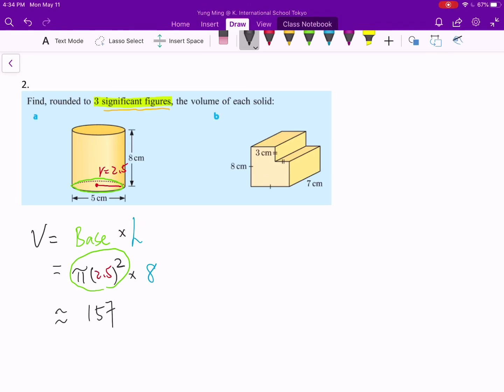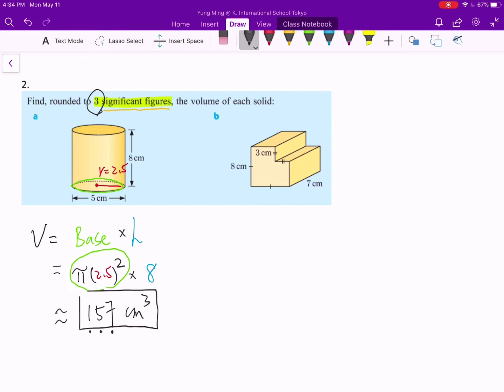157 point something. But just because we're looking for 3 sig figs, okay, that means I want to keep 3 digits only. No matter your decimal point or your hundredth or your tens, we just want 3 digits in this case. So 157, 3 digits, that means we're good. So we are done for this question. Okay, so that's part A.